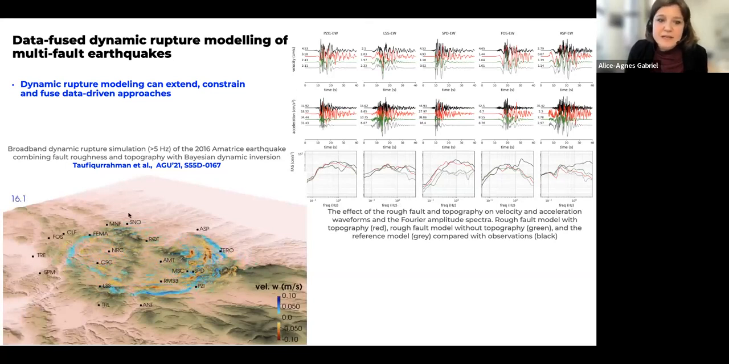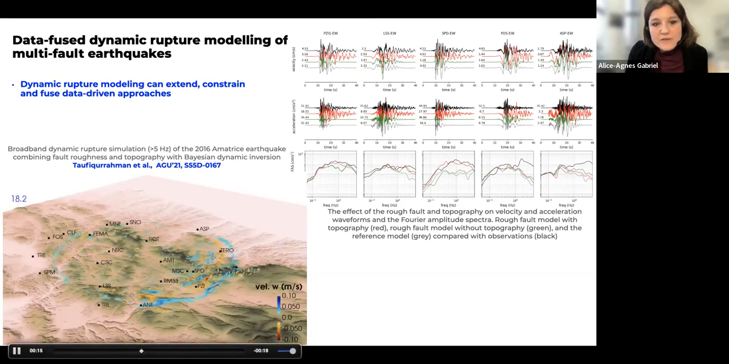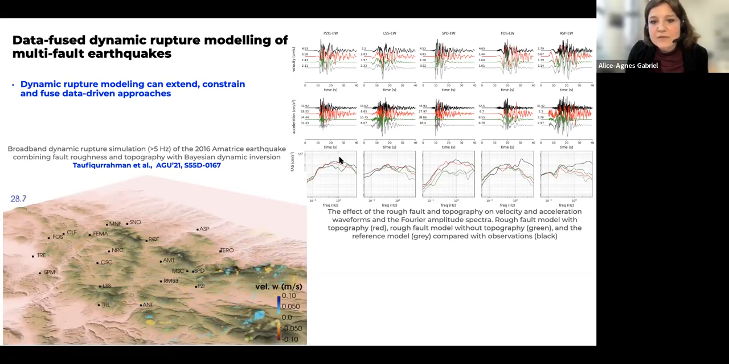What we are seeing here is a simulation which shows the disturbance of the curvature of the wavefronts caused by the roughness of the source and topography. And what we're plotting here are velocity and acceleration waveforms and Fourier amplitude spectra of the synthetics and of the observations. In red, we have the rough fault model with topography. In green, we have the rough fault model without topography, and the reference model from the dynamic source inversion, which was relatively smooth, compared with observations.